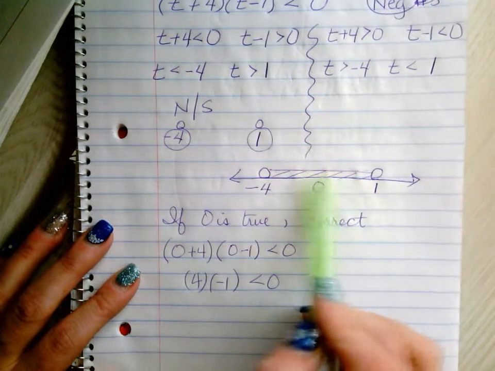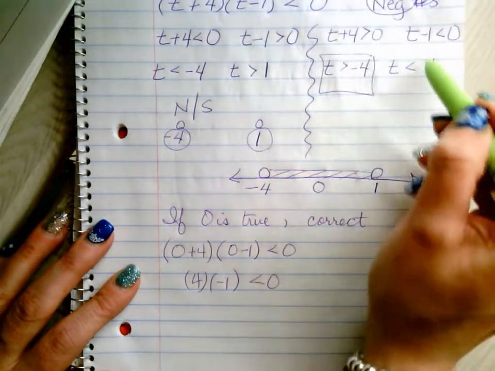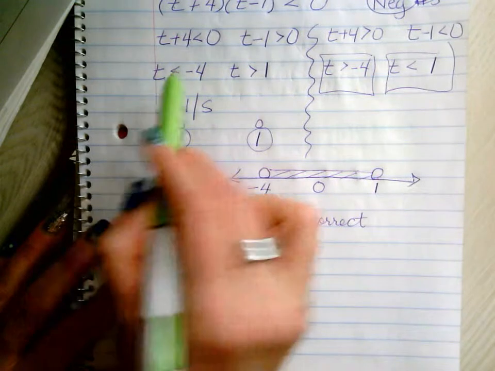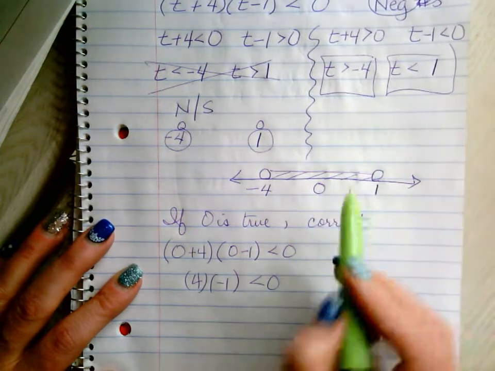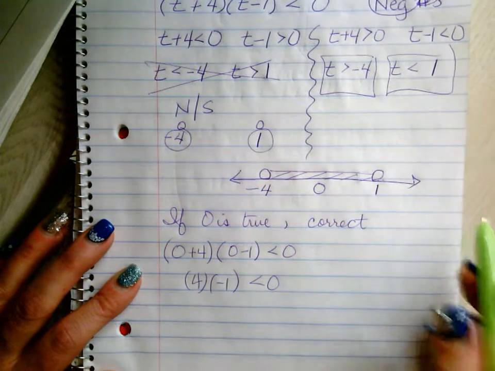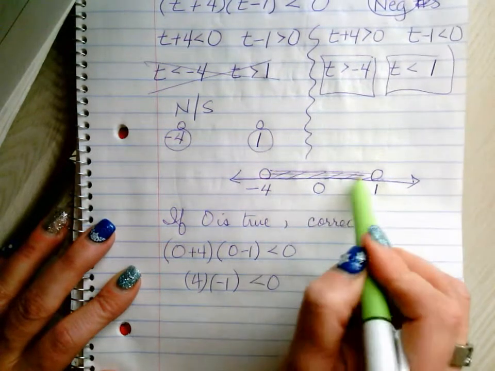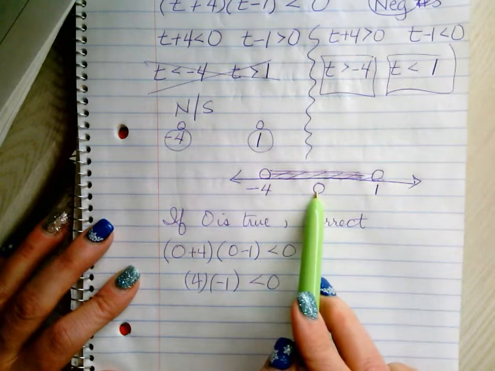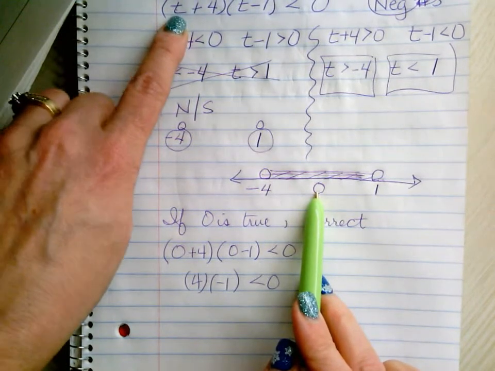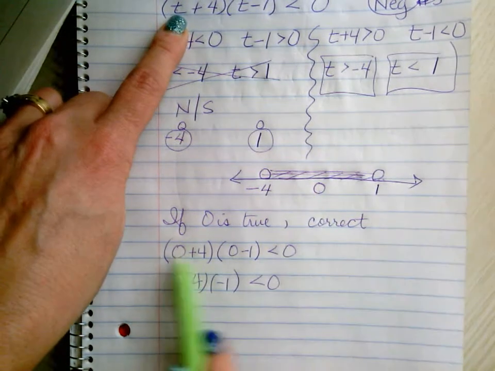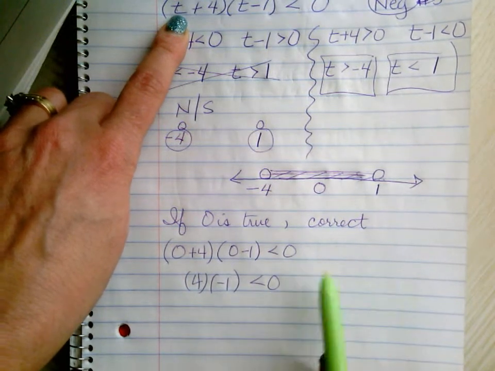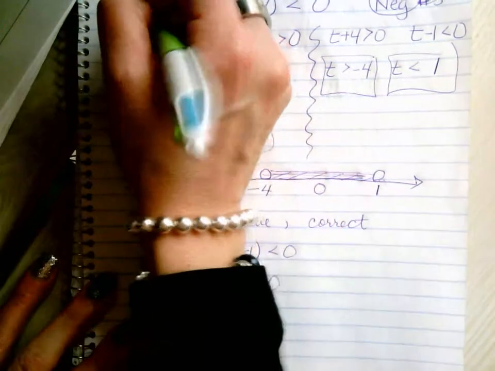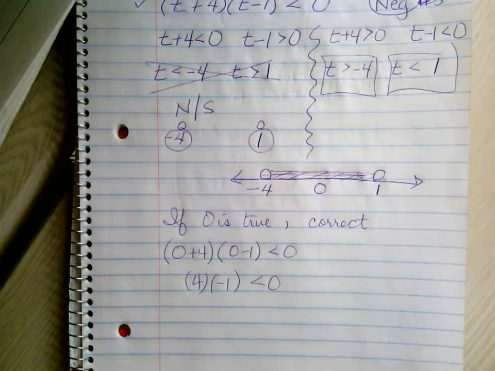So I believed it was this because both of the answers came from one side. The other side was automatically thrown out. So I made my open circles. Of course, the book already showed us that this was the answer. I tested the 0 to make sure I was correct, plugging it into the factored polynomial. 4 times negative 1 indeed is negative 4, which is a value less than 0. So we have satisfied our inequality.